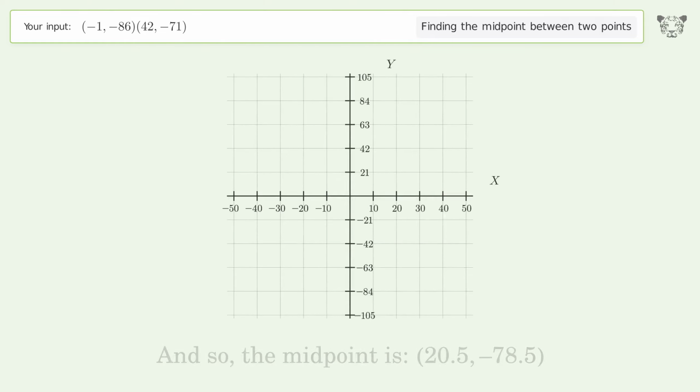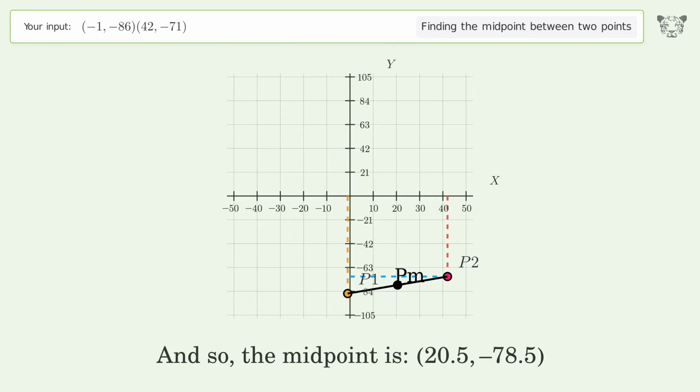And so, the midpoint is 20.5, negative 78.5.